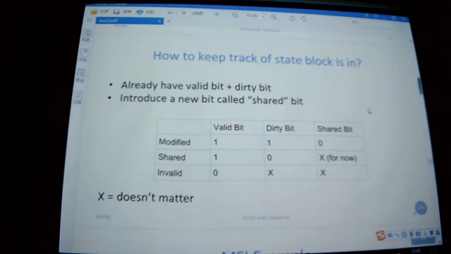Okay, the question is how to keep track of the state blocks are in. We already have the valid bit and the dirty bit. We can introduce a new bit called the shared bit. So for MSI, the valid bit is 110, the dirty bit is 1010 random, and the shared bit is 0, random, random. The X means doesn't matter; doesn't matter is random.